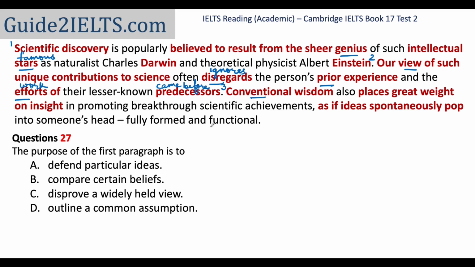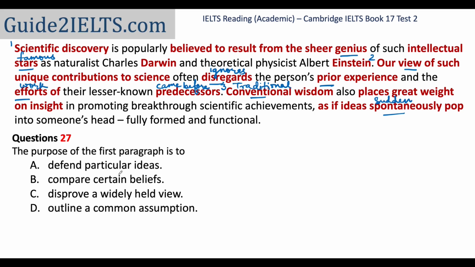And the third sentence says that conventional wisdom, conventional is what is traditionally or generally believed, gives a lot of importance to sudden coming up of ideas, spontaneous ideas coming up in someone's mind. I look at the options now. What is the purpose of the first paragraph?